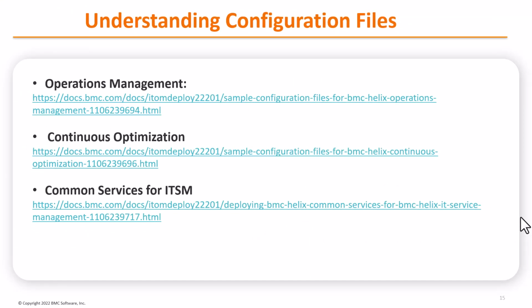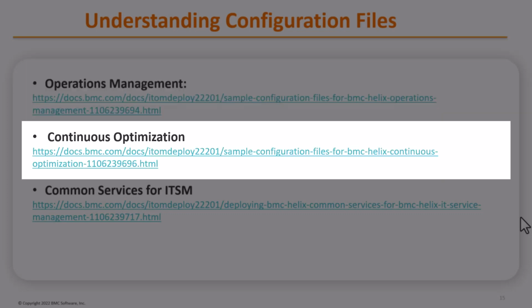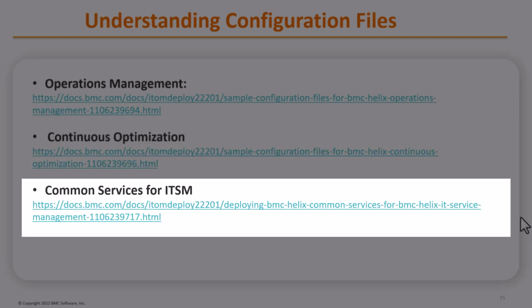I want to talk about a few important configuration files. Those are the files from where the health check tool pre-installation option picks up the values to be validated. We have three different configurations. One is for the operation management, the second is continuous optimization, commonly known as CO, and the third one is for the common services for ITSM.